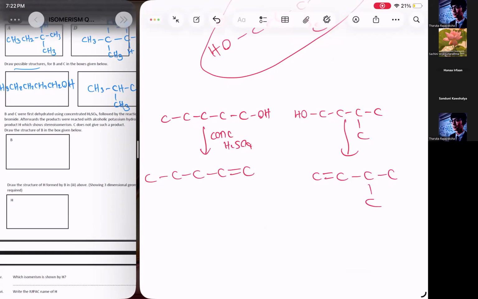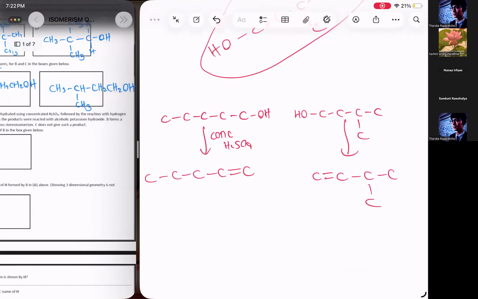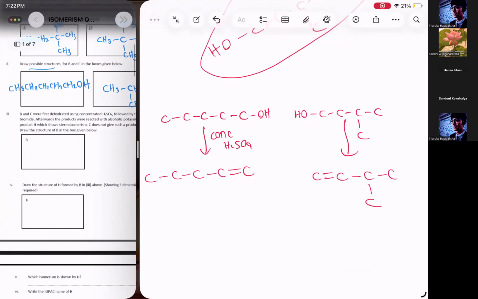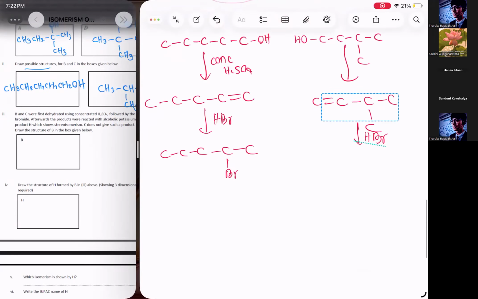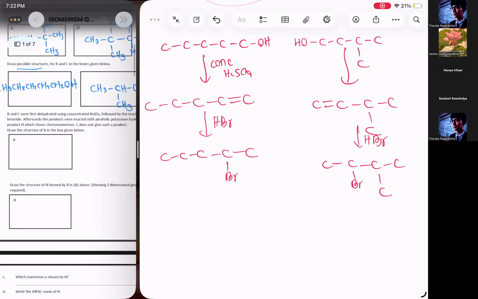Then what do they say? Followed by reaction with hydrogen bromide, HBr. So with HBr, Br will attach to the central carbon. And then what do they say?